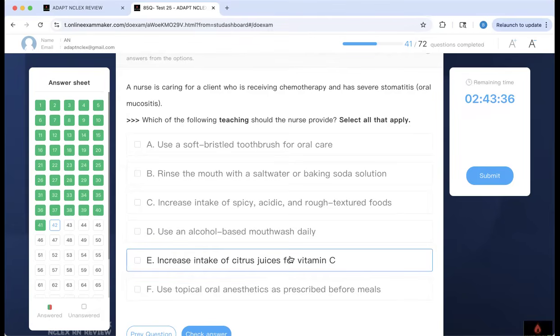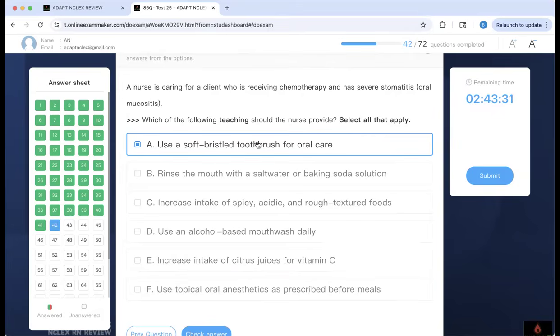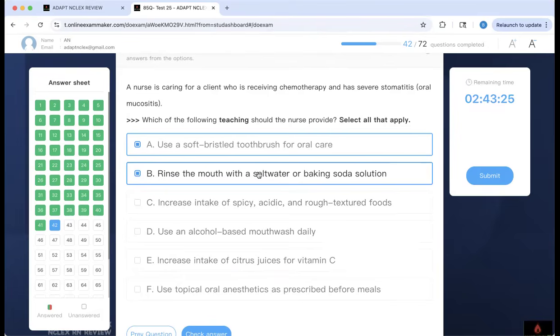If you have mouth sores, what would you do? Well, a soft bristle toothbrush so that you don't bleed. You rinse your mouth, salt and water to help with that. Spicy food and acidic food will burn you. You couldn't use it. Alcohol mouthwash will burn you.